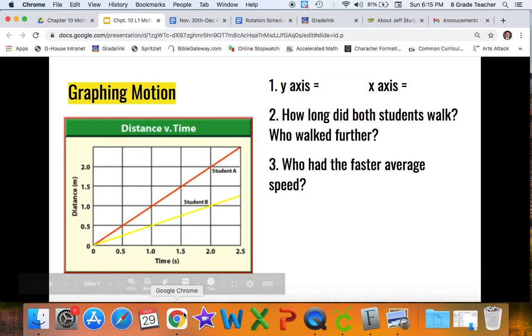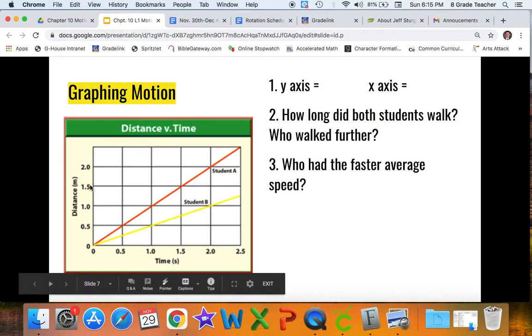In this example, your x-axis again is your time, your y-axis is your distance. Number 2 says, how long did both students walk? Well, both students walked a total time of 2.5 seconds. Who has the fastest average speed? Well, that would be student A because it's steeper. Student B walked a little bit slower.